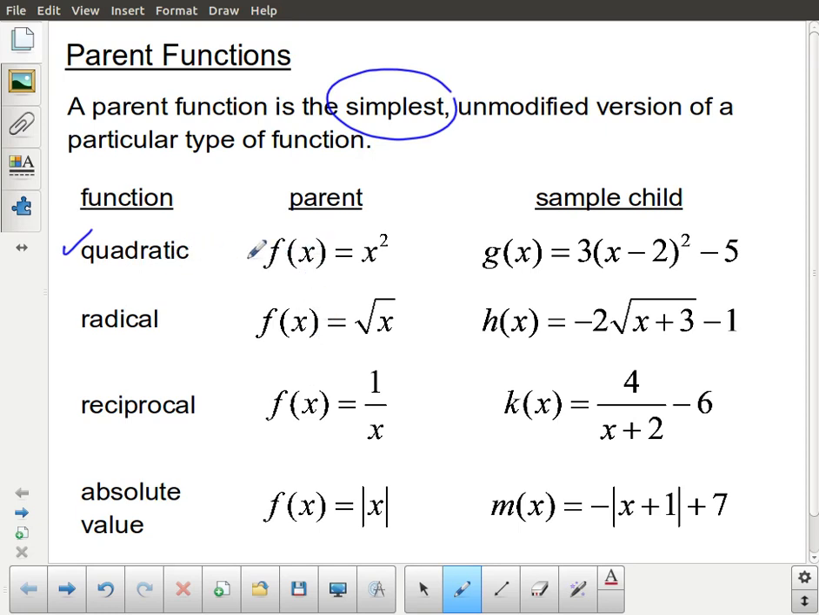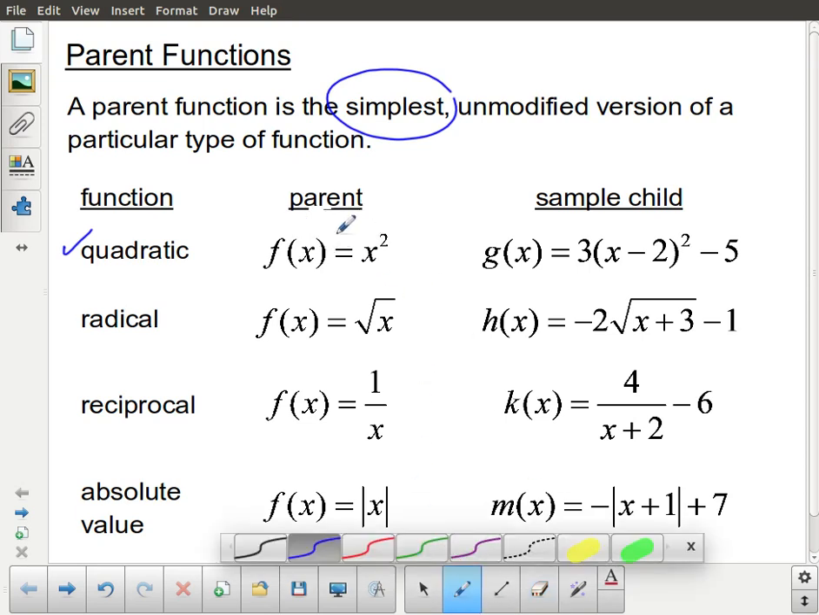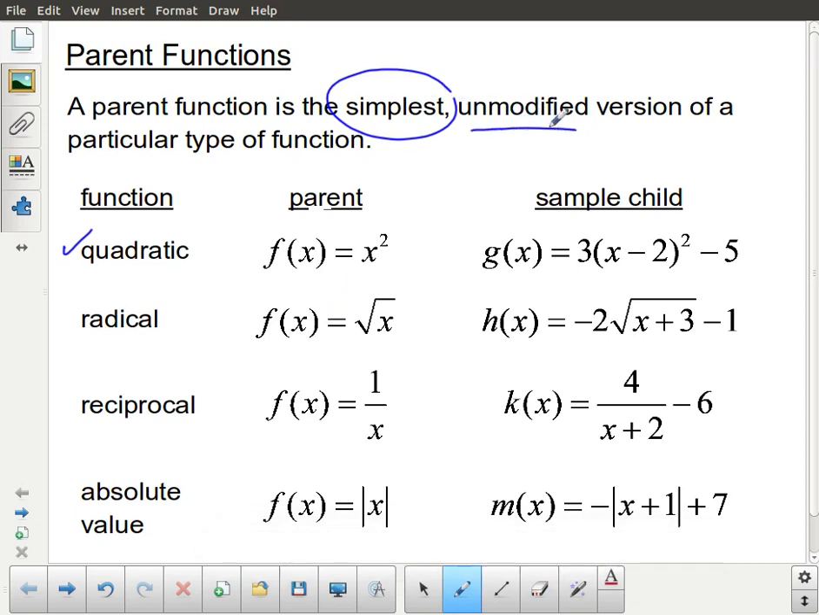So in the case of a quadratic relation, which is a function, the simplest version of that is just x squared. In the past, we would have written that as the equation y equals x squared, but now we are using function notation, and so I've written it as f of x is equal to x squared. Now, unmodified, well, I just wanted to give you an example of what a modified version might look like.